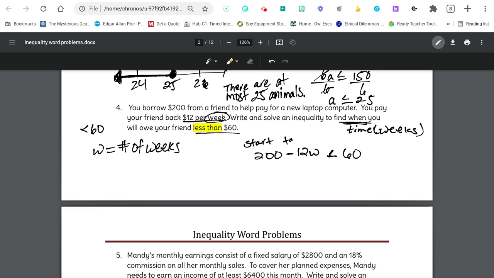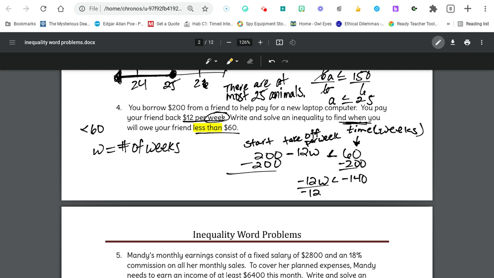This is what you take off per week. You're taking off $12 per week until you get to $60. Well, less than 60, not 60, because if it was 60, you have an equal sign on it, and it doesn't, so it's got to be smaller than 60. Let's solve it by subtracting 200. So you have negative 12W less than negative 140. I'm going to divide both sides by negative 12.